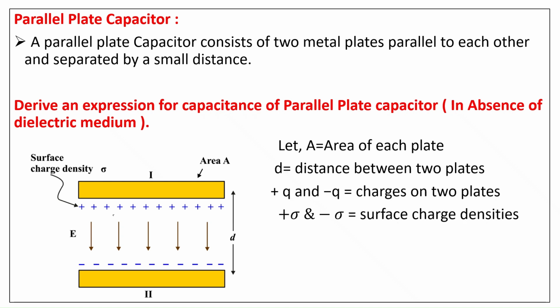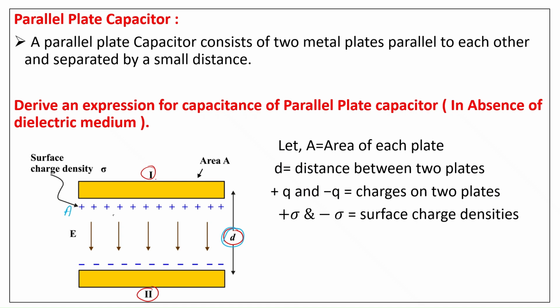Proof. A parallel plate capacitor consists of two parallel metal plates separated by a small distance. The space between the two plates is taken to be vacuum. From the diagram, let these be plate 1 and plate 2, the two metal plates parallel to each other and separated by a small distance d. Let A be the area of each plate. Here small d is the distance between the two plates.